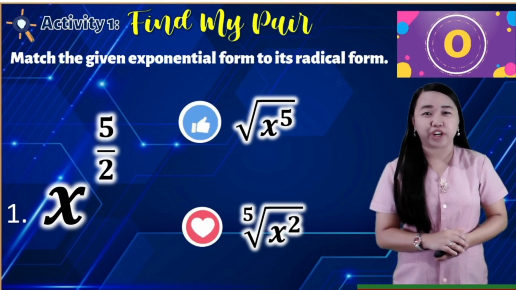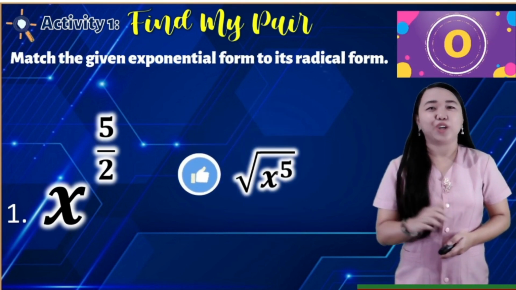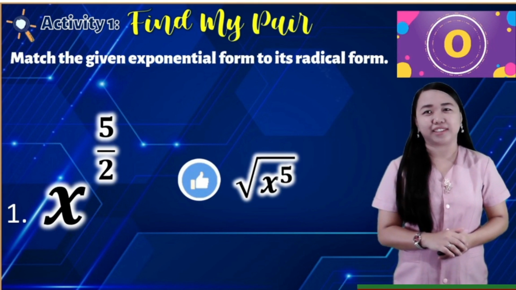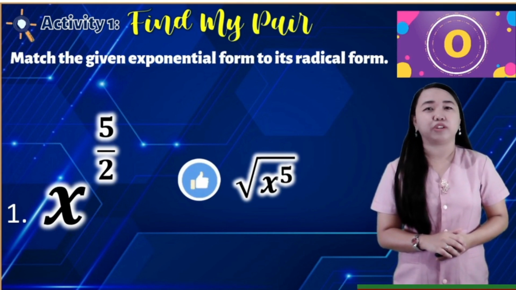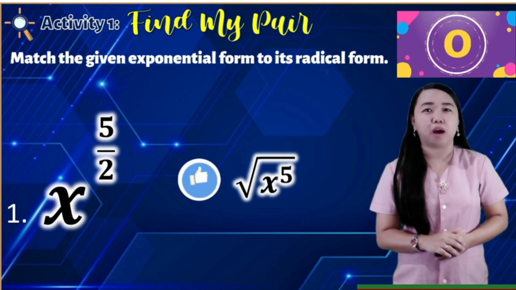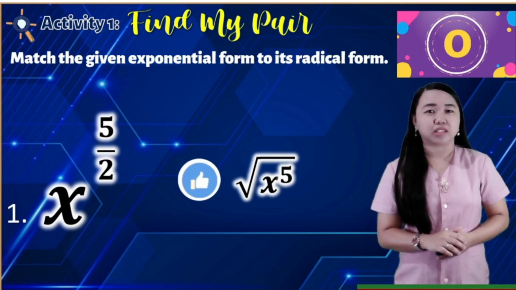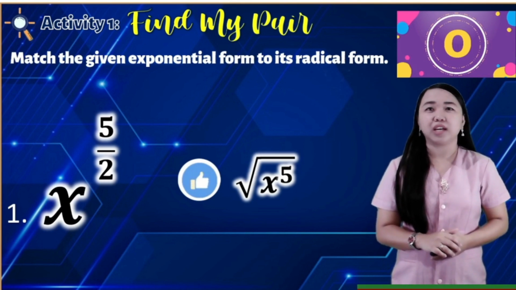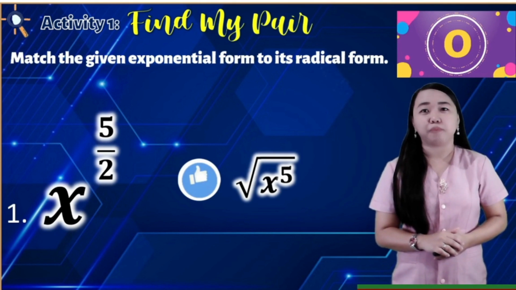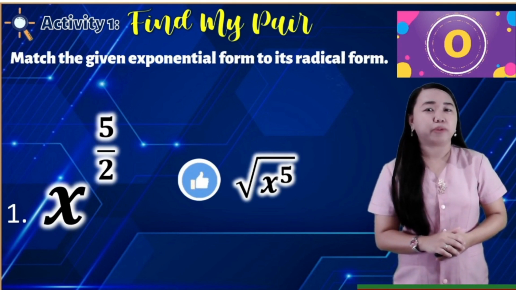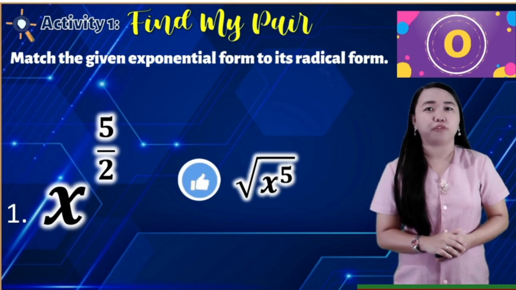If you answered like react, you are correct. In changing exponential form into radical form, the denominator of the exponent will become the index, and in this given, the denominator is 2. Therefore, the radical symbol should be square root. The base will become the radicand, and the numerator is the exponent of the radicand.